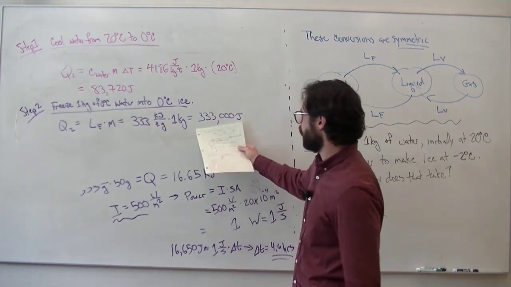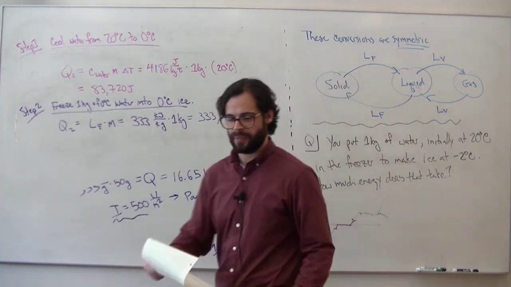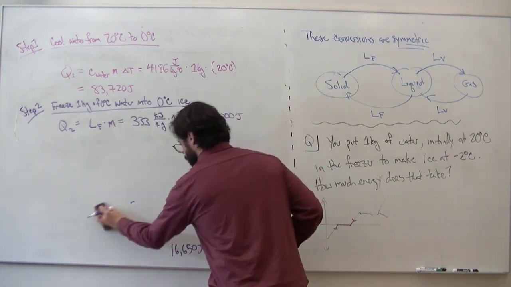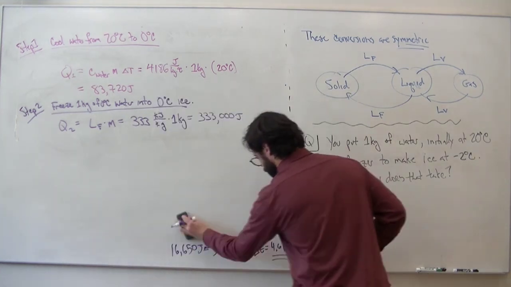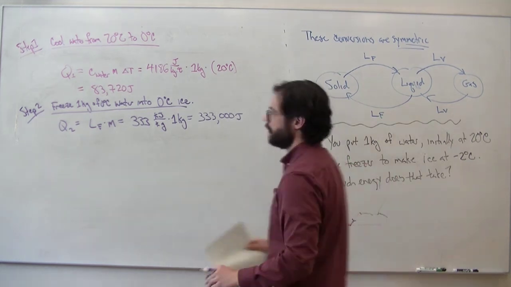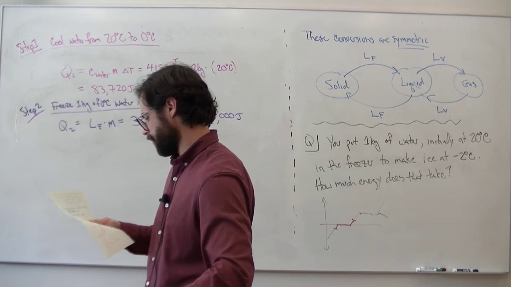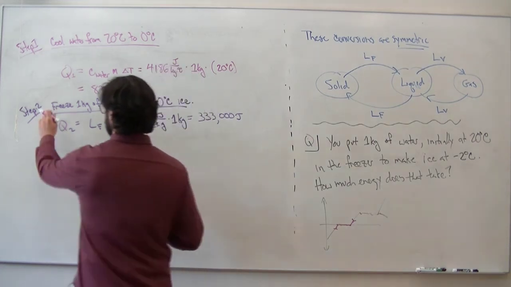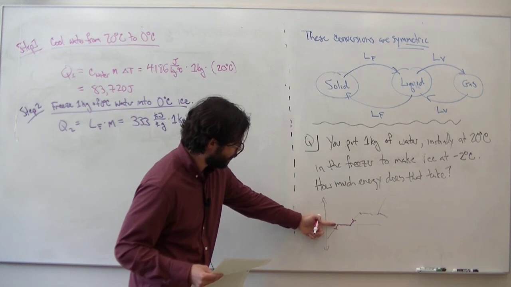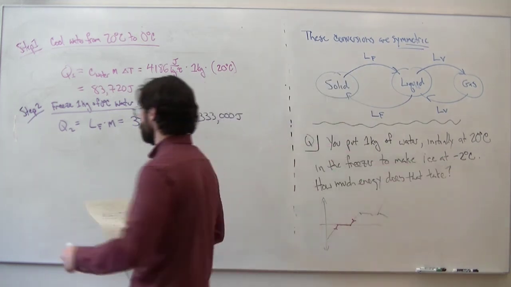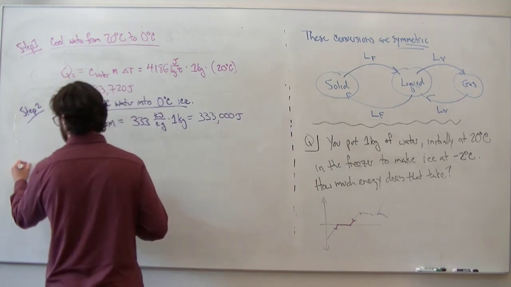Just to point out some of these astonishingly big numbers for water. And the hippies are right about one thing. Water is actually fairly miraculous. Okay, and then step 3 is this last step. We've made some ice. Now we've got to cool the ice to its final -2 degrees Celsius.